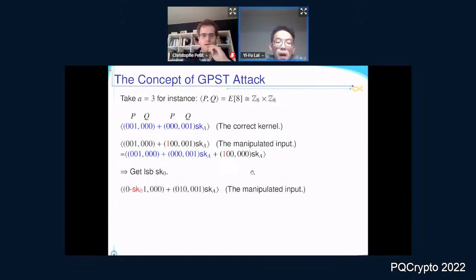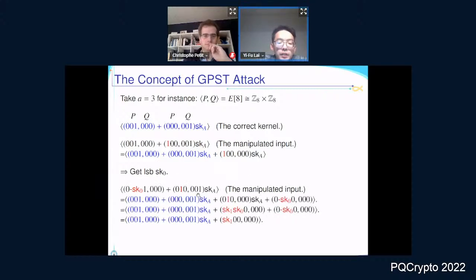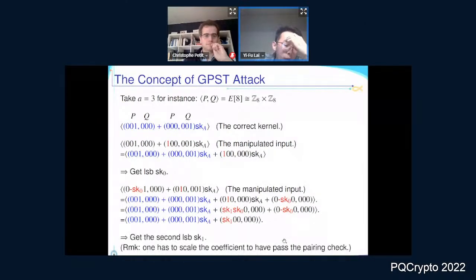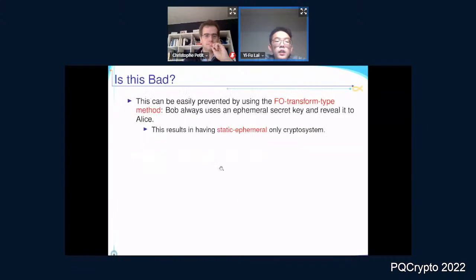And later on, Bob manipulates the next bit to extract the next bit in the following way. And when you rewrite this kernel, you can see whether this kernel is identical to the original one depends on the next bit of Alice's secret key. So this is why we can get the next bit by using this.